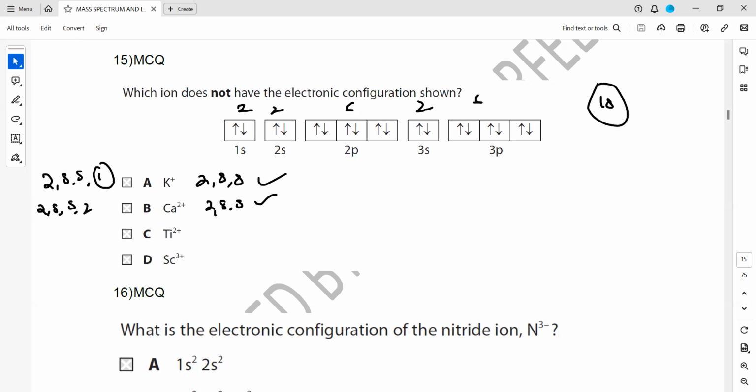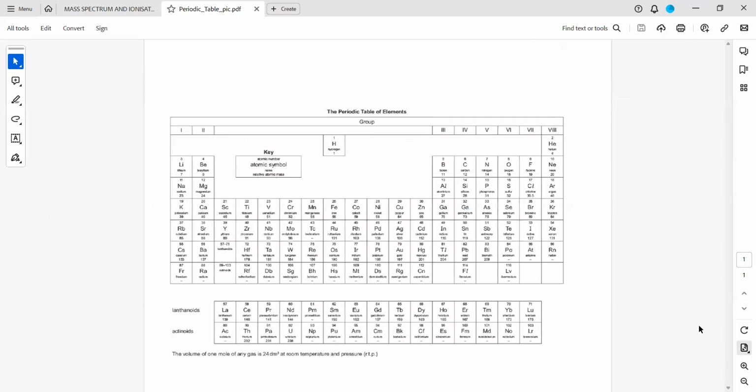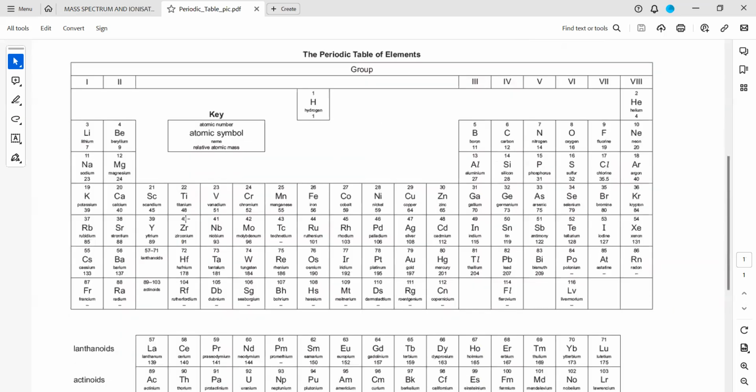When we talk about titanium and scandium, scandium is 21, titanium is 22. When you check the periodic table, in the exam you will have the periodic table. You just have to use it for the proton number. Here's the periodic table, so we have titanium there as 22 and scandium there as 21.